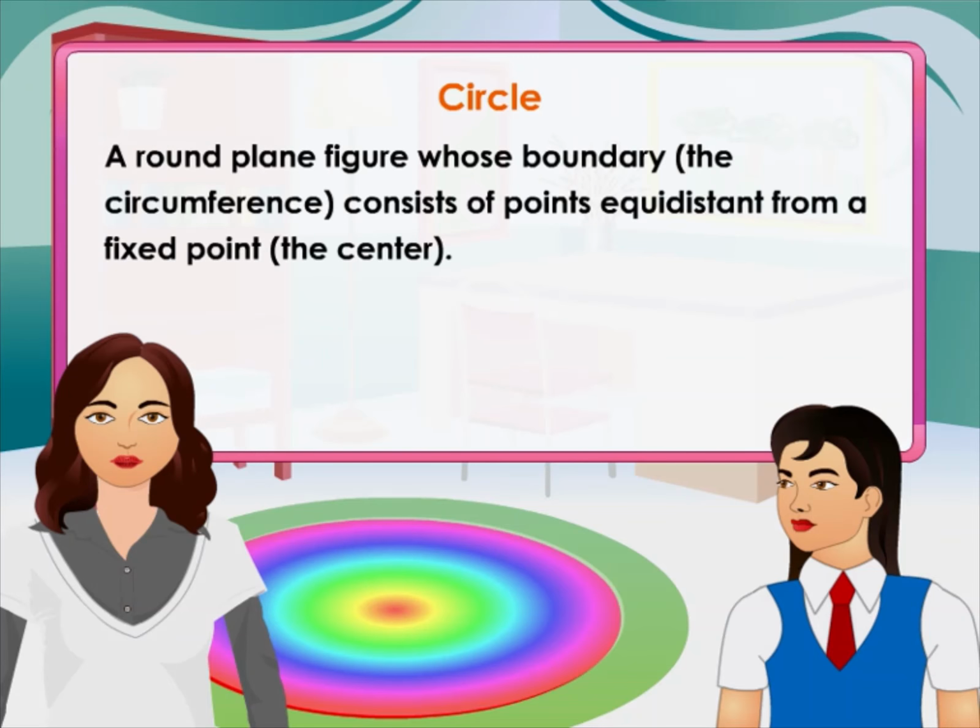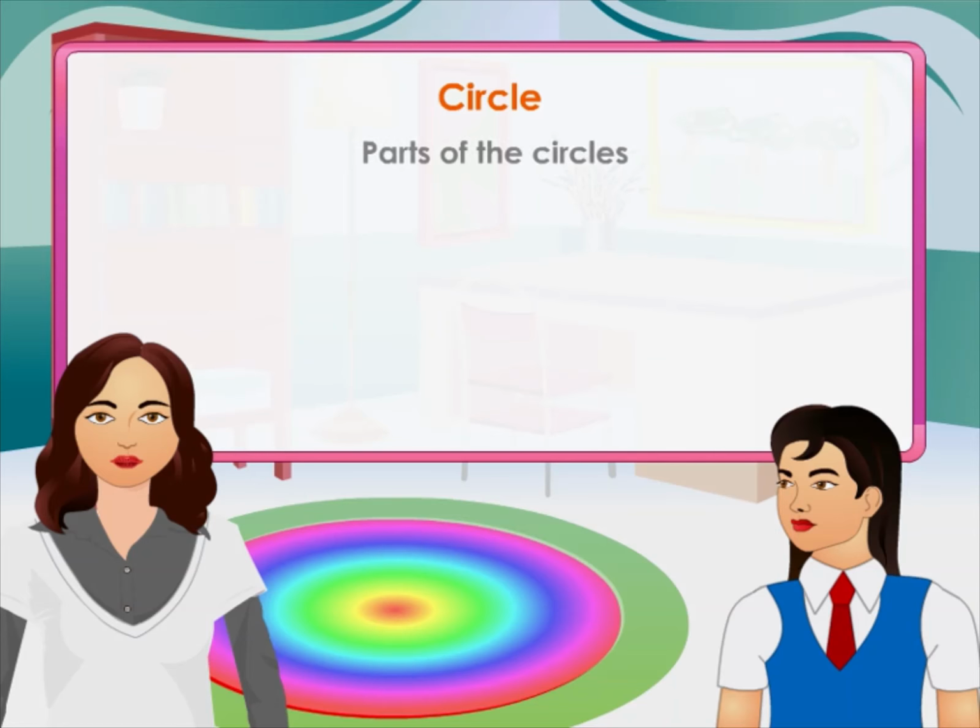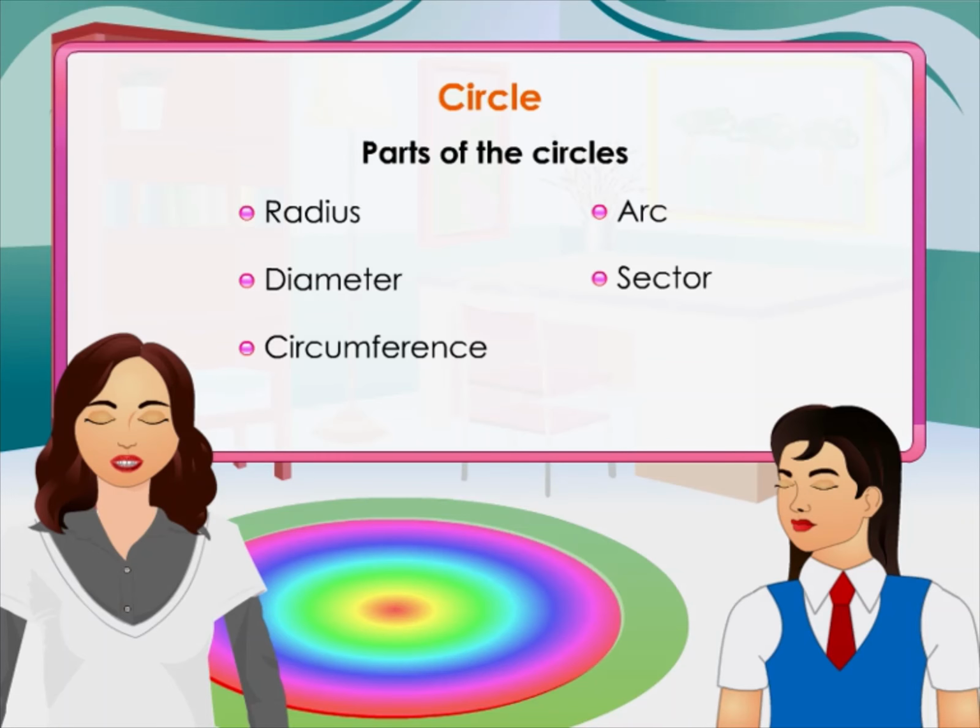Circles. A round plane figure whose boundary, that is, the circumference, consists of points equidistant from a fixed point, that is the center. There are 6 parts in a circle. They are radius, diameter, circumference, arc, sector, segment.